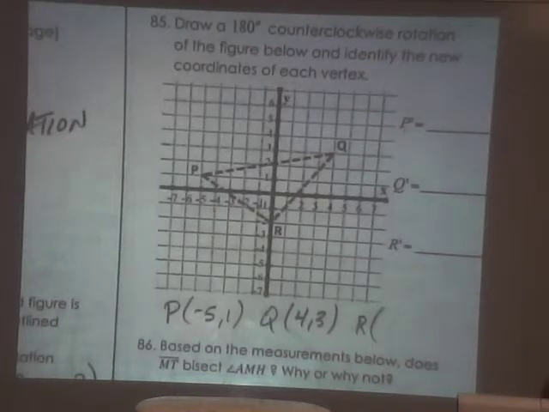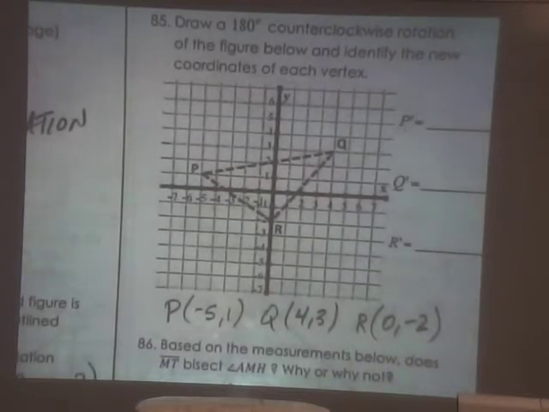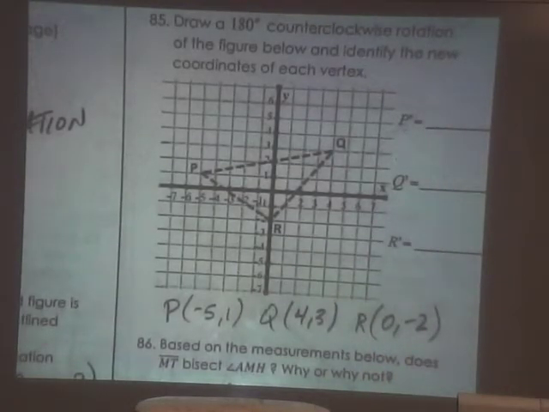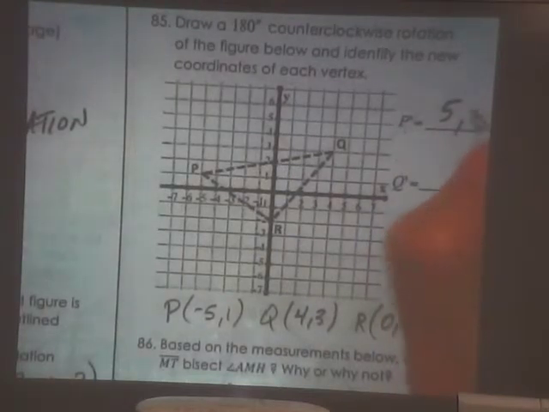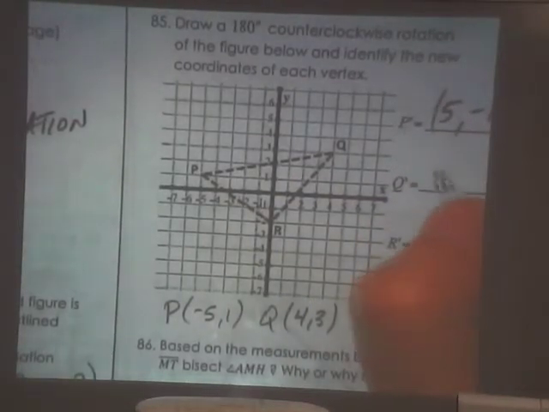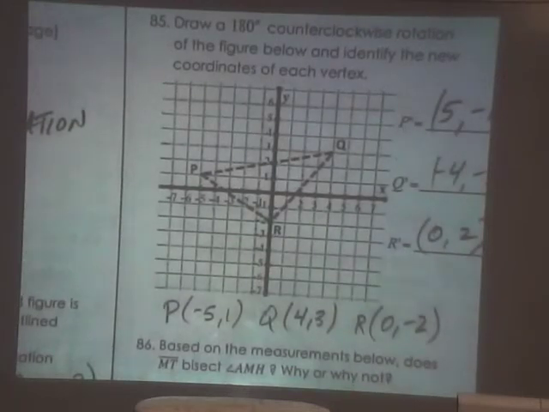R is 0, 2. All right, so we went over this. What's the rule to rotate something 180 degrees? Just change the sign of both of them, right? So this will be 5, negative 1, negative 4, negative 3, and 0, negative 2.